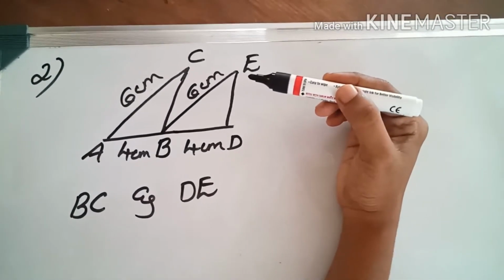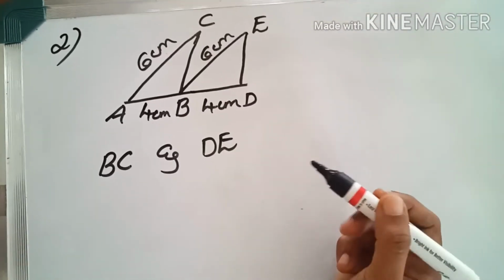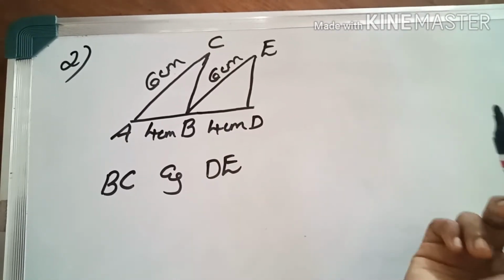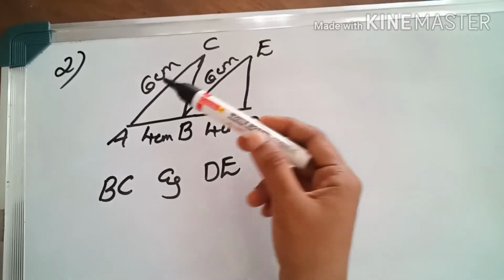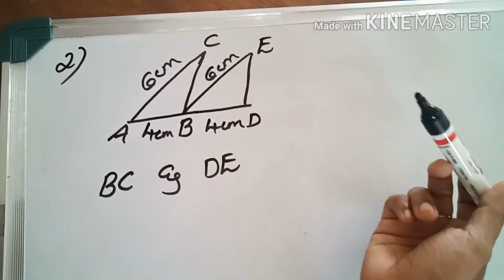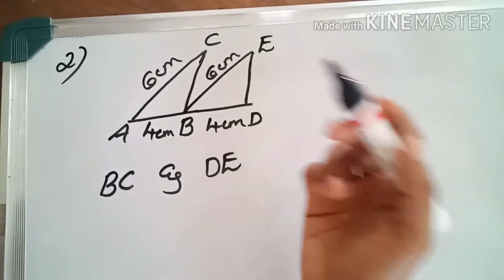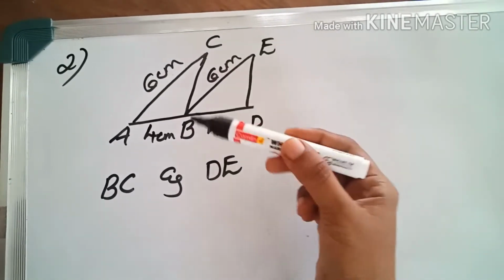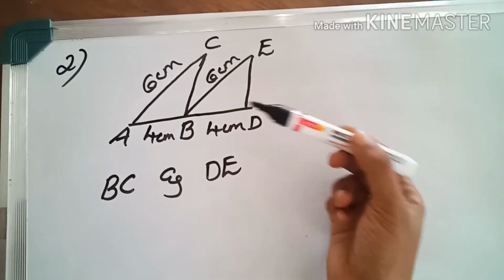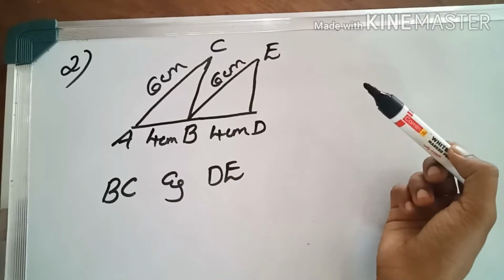First we need to check whether we can apply any of the two concepts that we already learned. Here only two sides are given. That means the first concept is not possible. The third side is not given, so we can't say that it is equal. Now let's check the second concept. What is the second concept? Two sides must be equal and the angle between them also must be equal.